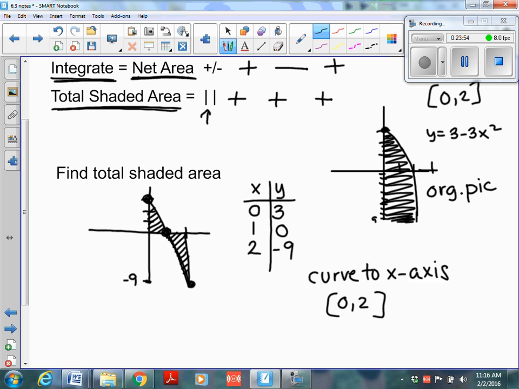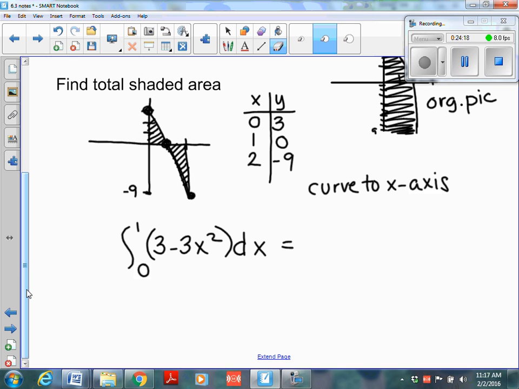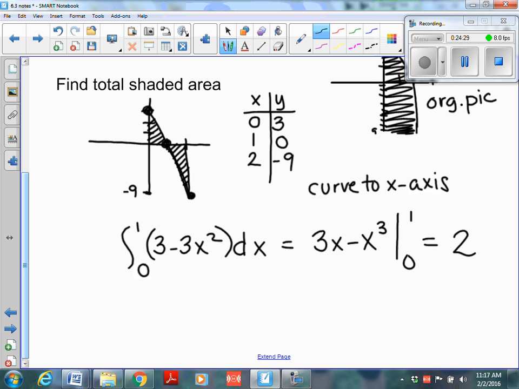But we're going to use integrating, and what we're going to do is this. You guys ready to go? We are going to integrate from 0 to 1, and the equation is 3 minus 3x squared dx. Now I want to hurry this up. Basically, I'm going to erase the 0 to 2. I'm going to integrate, and I'm going to get 3x minus x cubed from 0 to 1. And I'm just going to hurry this up, and the area is 2. What does that mean? That this little red area right here is 2.